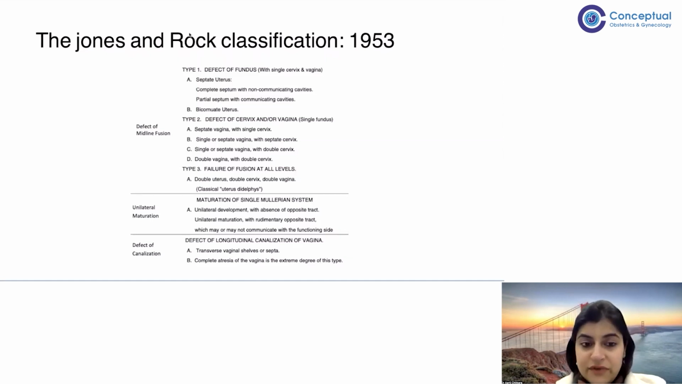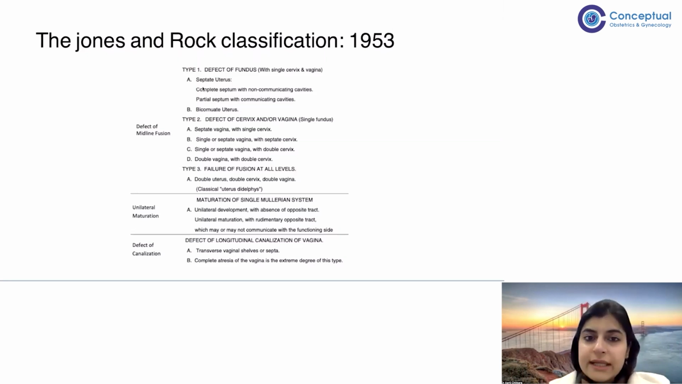The second component is unilateral maturation, where there is maturation of a single Mullerian system, with unilateral development and absence of the opposite tract. So unilateral maturation with a rudimentary opposite tract, or complete absence of the opposite tract, which may or may not communicate. Third is the defect of canalization, which results in septa formation. There is a defect of longitudinal canalization of the vagina, which results in transverse vaginal septa at various levels, called transverse vaginal shelves or septa. Second is complete atresia of the vagina, which is the extreme degree of this type.